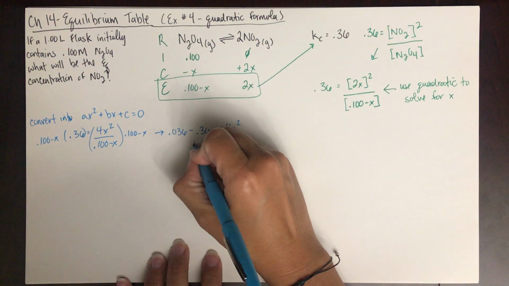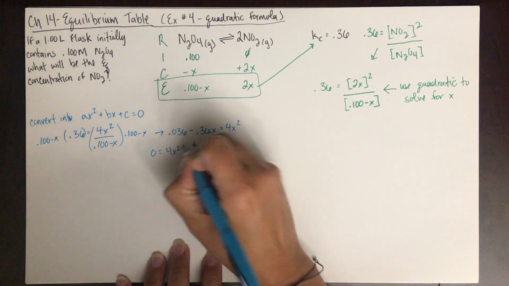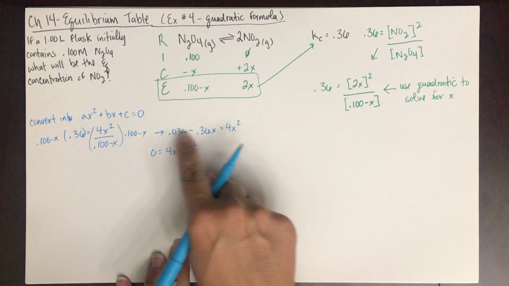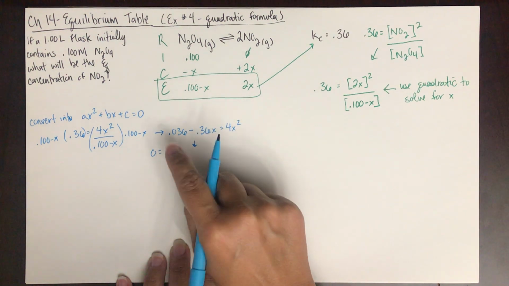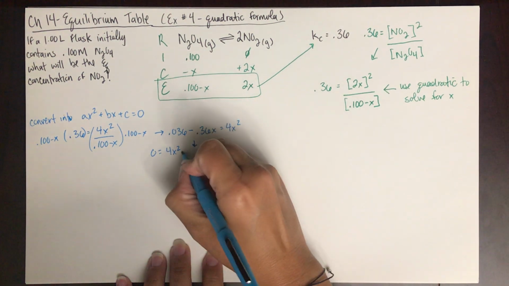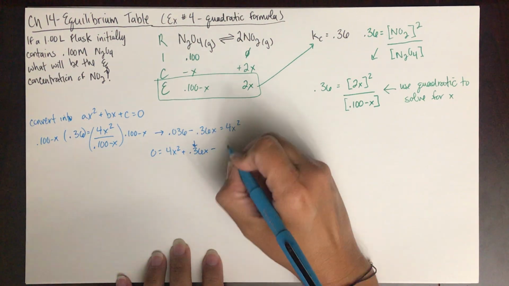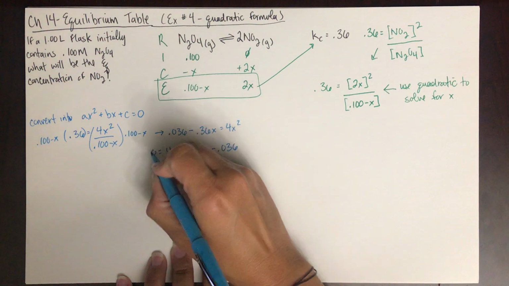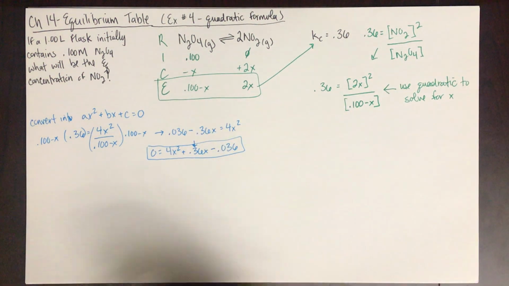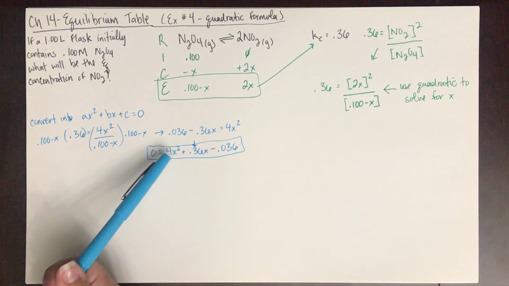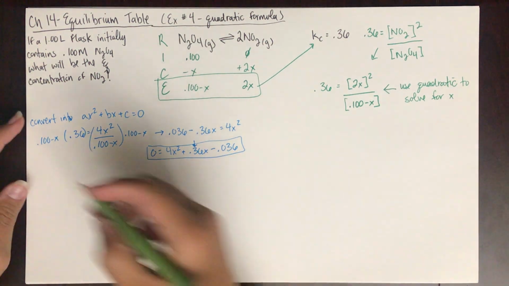So I'm just going to rearrange this to say 0 equals 4x squared. When I move this to the other side, the sign is going to change. So it's going to be 0 equals 4x squared plus 0.36x minus 0.036. Okay, so now we have it in ax squared plus bx plus c form. This is the form we need it to be in to be able to use the quadratic formula.